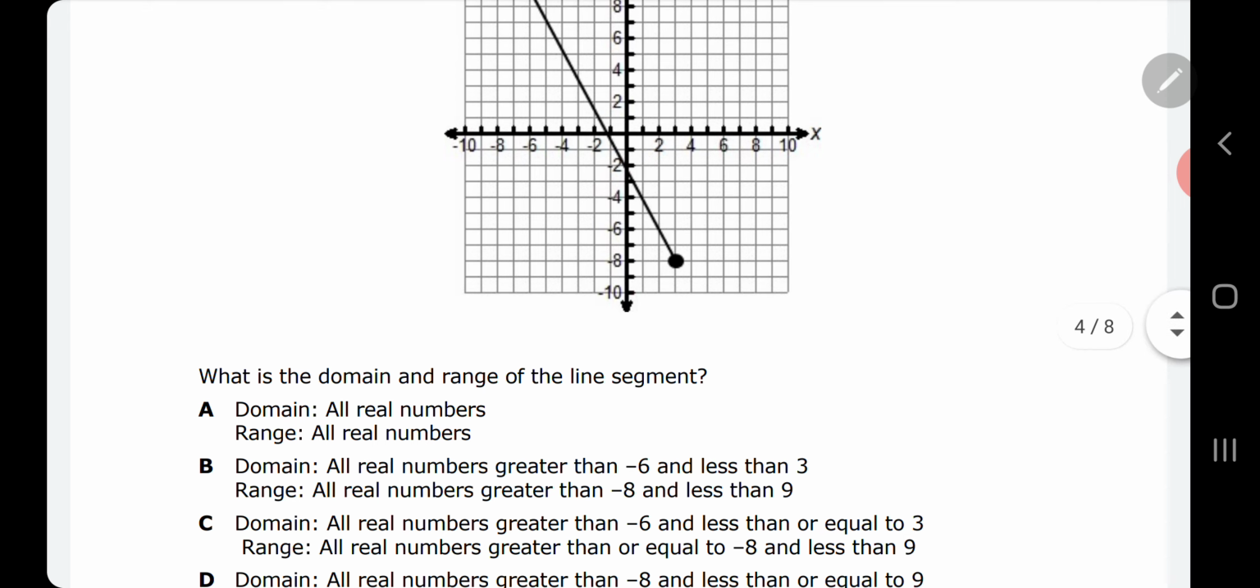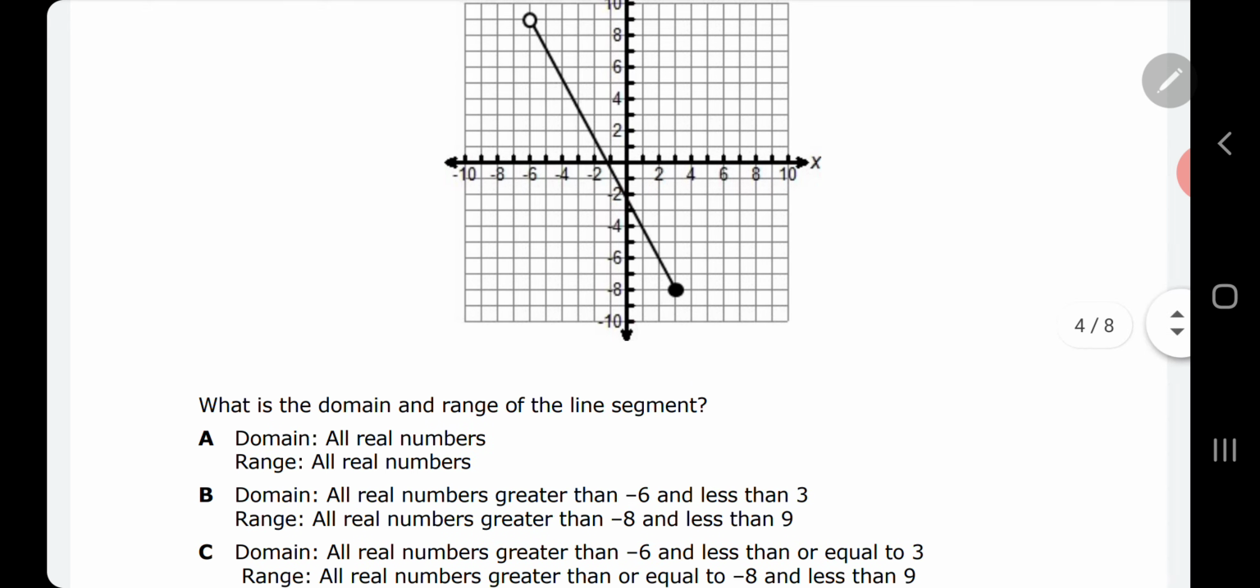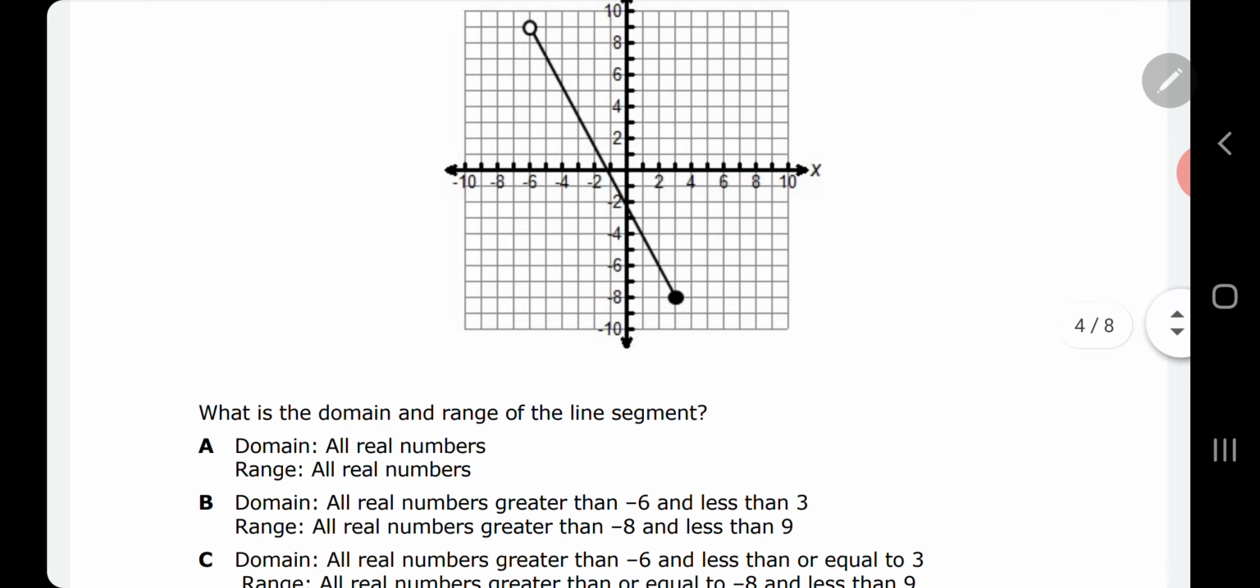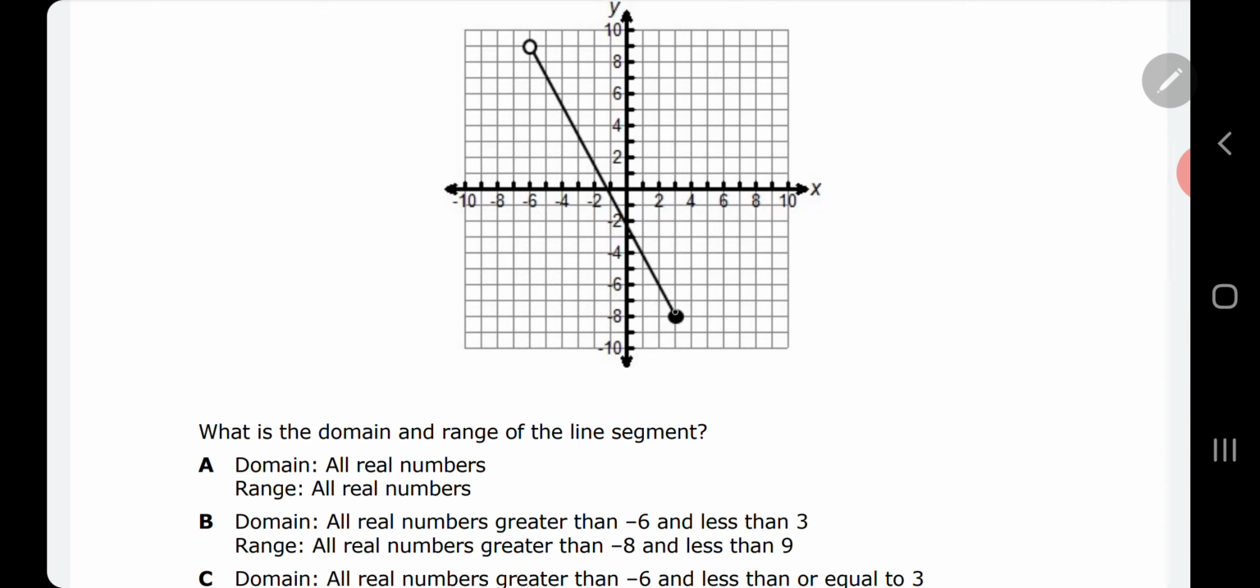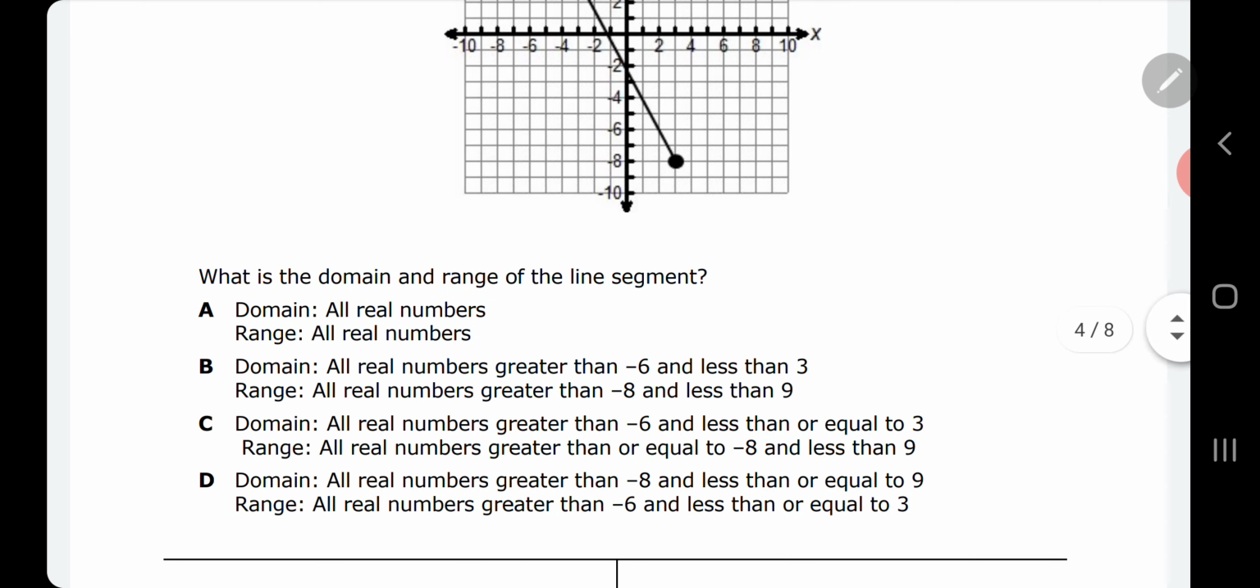Alright, just so I can go over the range real quick. Our range is furthest down and up we go. So the furthest down, that's this furthest right point over here with the solid one. And the furthest down we go is -8. And then we go all the way up over here to 9. So we're between -8 and 9, and we can be -8. So the range does check out here. All real numbers greater than or equal to -8 and less than 9.